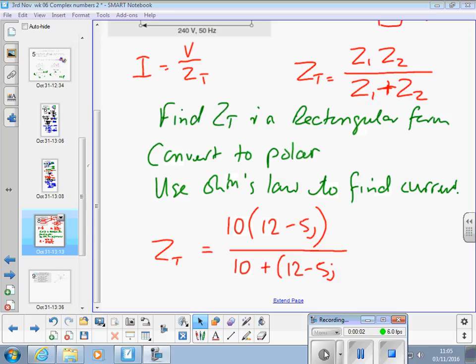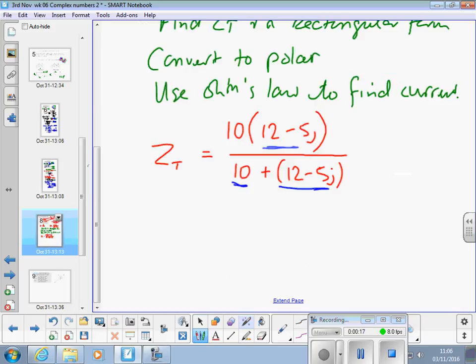That's how we're going to find the total impedance. We've got Z1 times Z2 over Z1 plus Z2. So where do I go from there with that complex arithmetic in rectangular form?